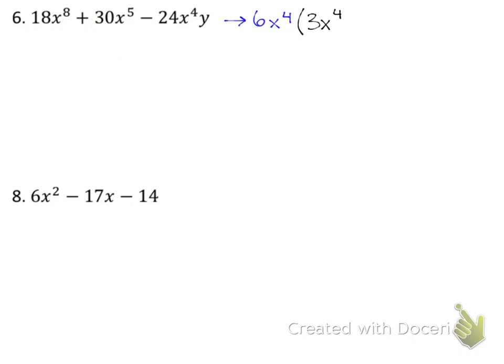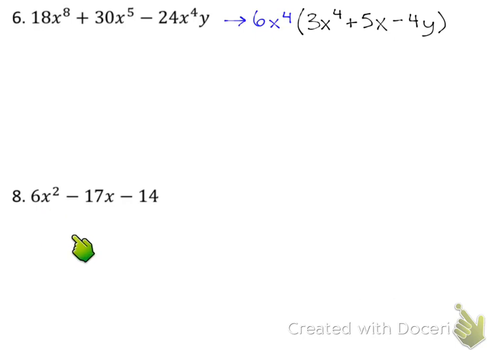30 divided by 6, that's positive 5. You had x^5, you take out x^4, that means you got 1 x left over. And then the last one, negative 24 divided by 6, that's going to be negative 6. Or I'm sorry, negative 4. So negative 24 divided by 6 is negative 4. You had x^4, you took x^4 out, so that's not there anymore, but you still have a y left over, so you got y there, and that'll be your answer.